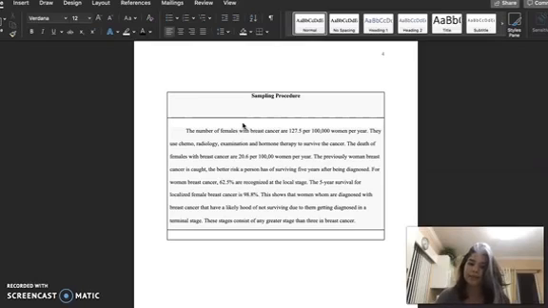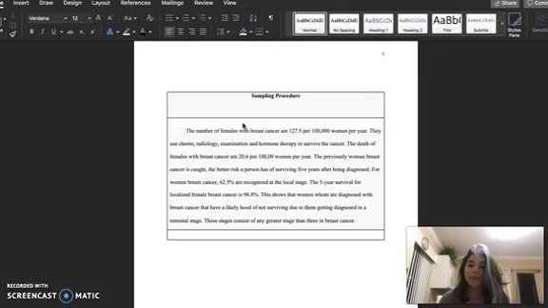The sampling procedure. The number of females with breast cancer is 127.5 per 100,000 women per year. They use chemo, radiology, examination, and hormone therapy to survive the cancer. The death of females with breast cancer is 20.6 per 100,000 women per year.